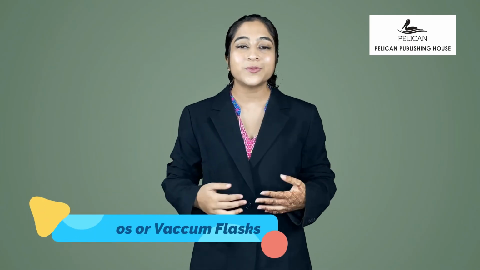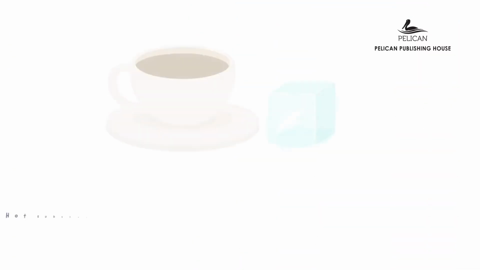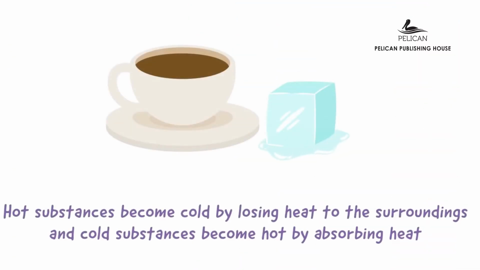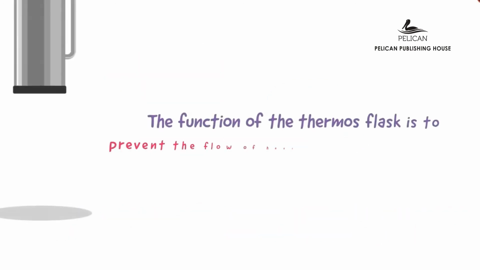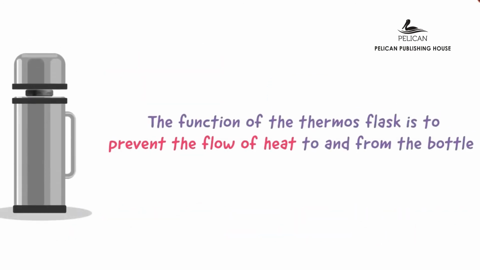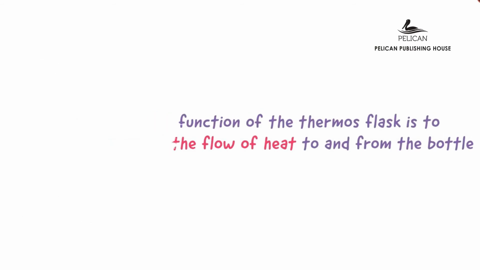Thermos or vacuum flasks. Thermos or vacuum flasks keep the hot foods hot and also slow down the growth of microbes. Microbes cannot survive very hot temperatures.